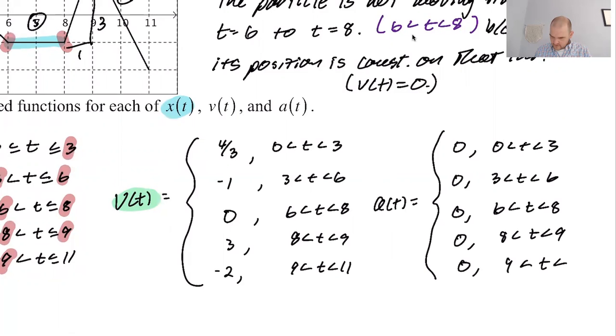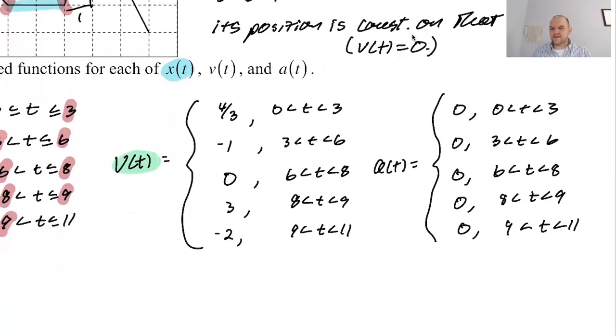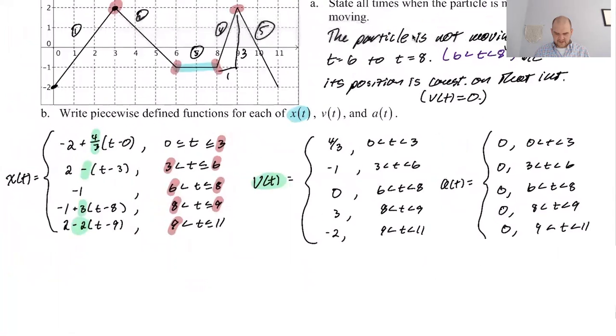9 and 11. So you could probably get away with saying a of t equals 0 for t an element of 0 to 11, comma, t not equal to 3, 6, 8, 9. You could do that. 11, I guess, and 0. So I don't know. I'm going to write it this way. I think this makes the most sense.